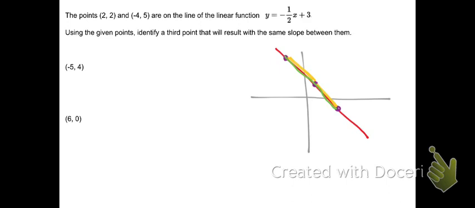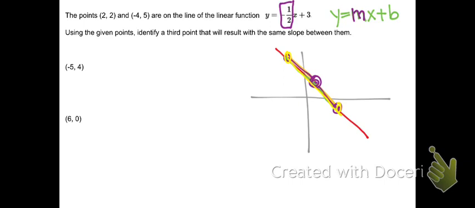And what is the slope? Well, this is in slope-intercept form, y = mx + b, and the slope is m. The slope is the number in front of the x. So the slope is -1/2. So the slope between these two points would be -1/2. The slope between this point and this point would be -1/2. Or the slope between this point and this point would be -1/2.